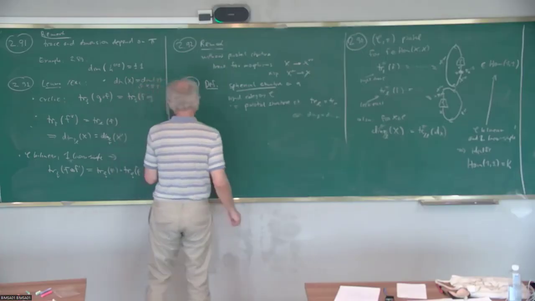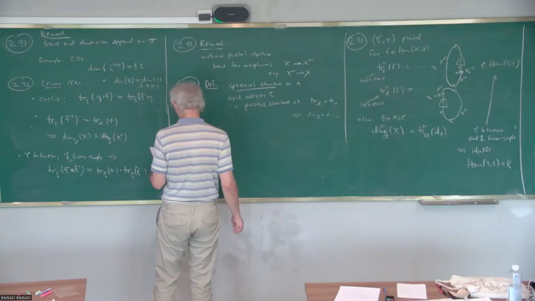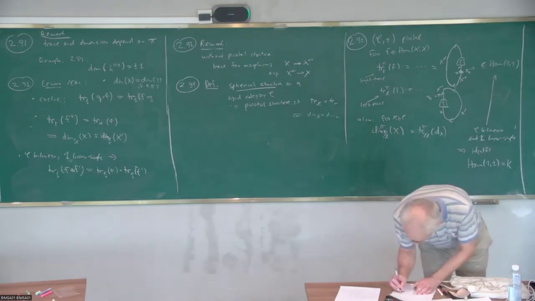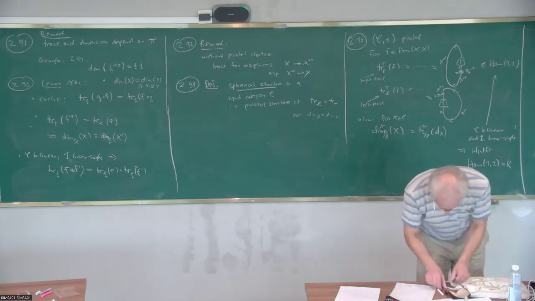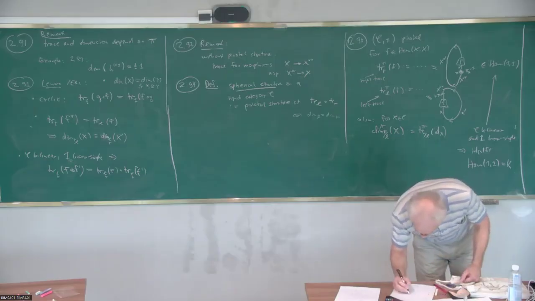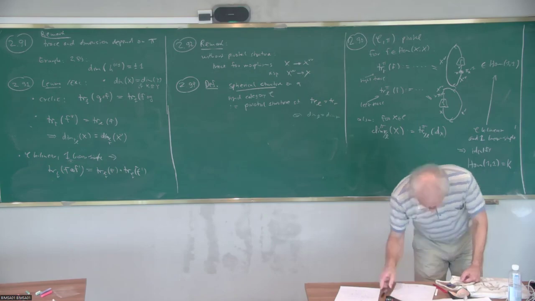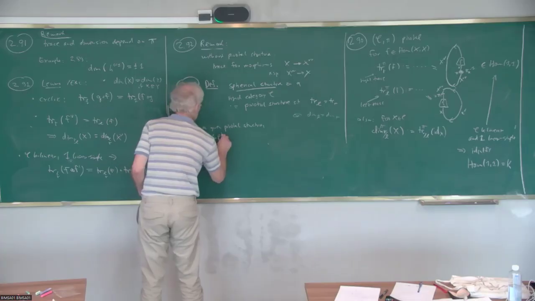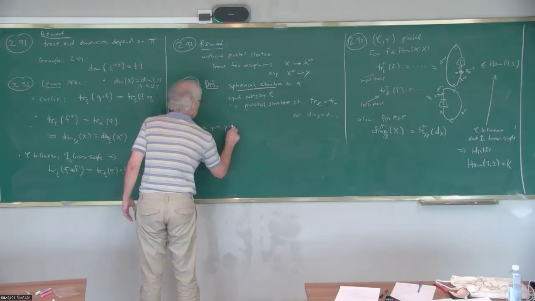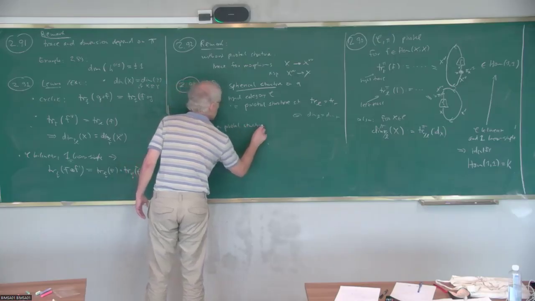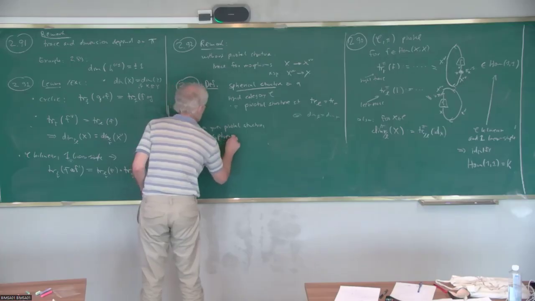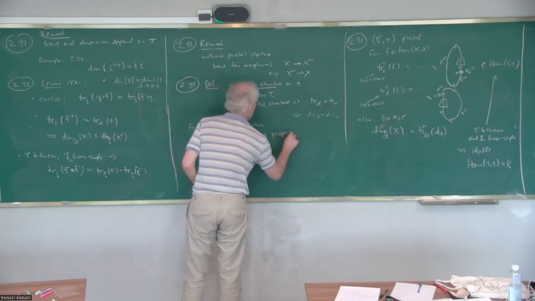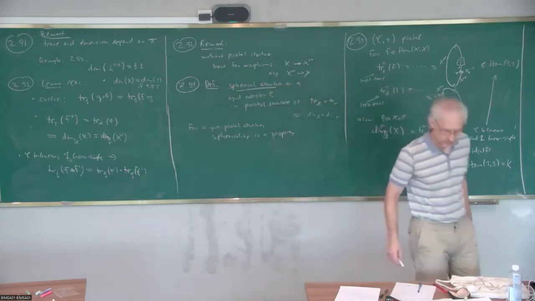And if you call this a spherical structure, then for a given pivotal structure, being spherical or not is a property. A given pivotal structure is either spherical or not. There are no choices.